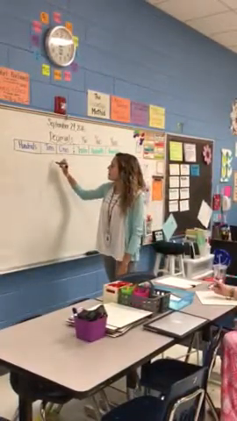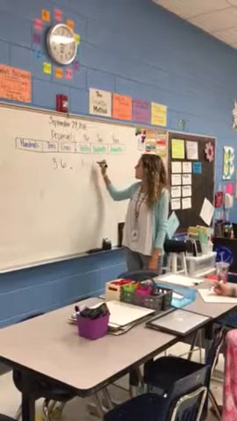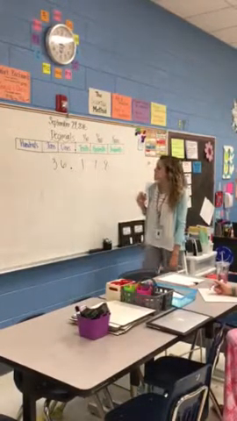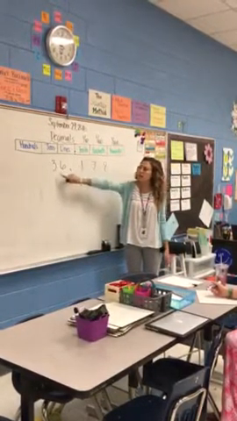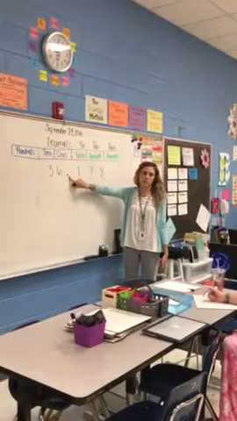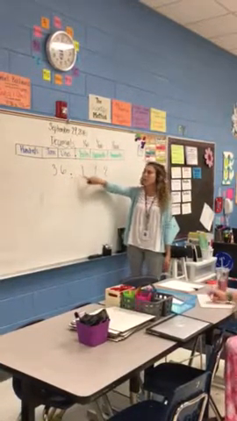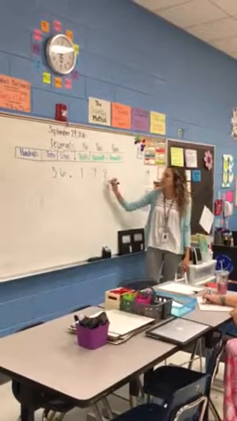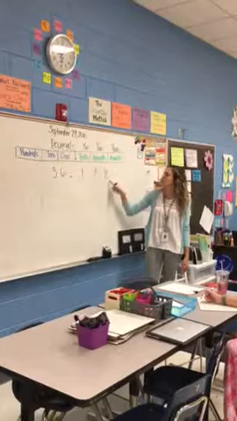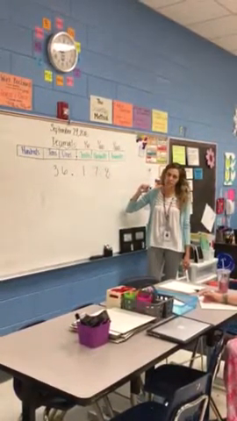So if we had the number 36 and 178 thousandths. When you say your number, you have 36. Your decimal point is always called "and." So it's not "point," you say 36 and 178. And then where's your last place value? It's in the thousandths, so you'll say 178 thousandths.